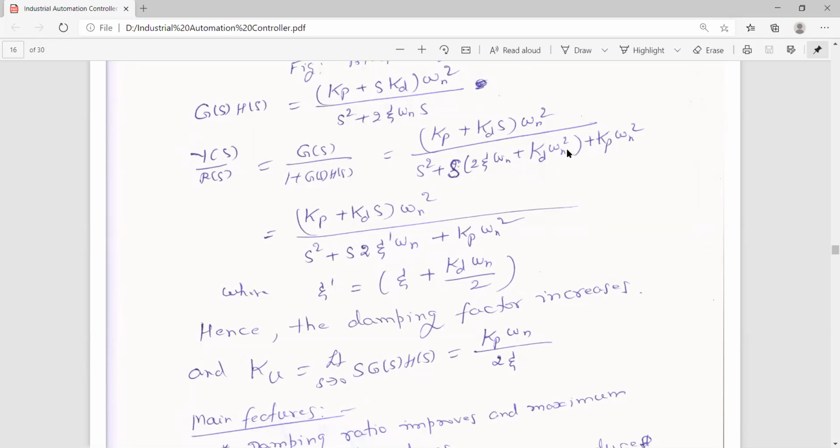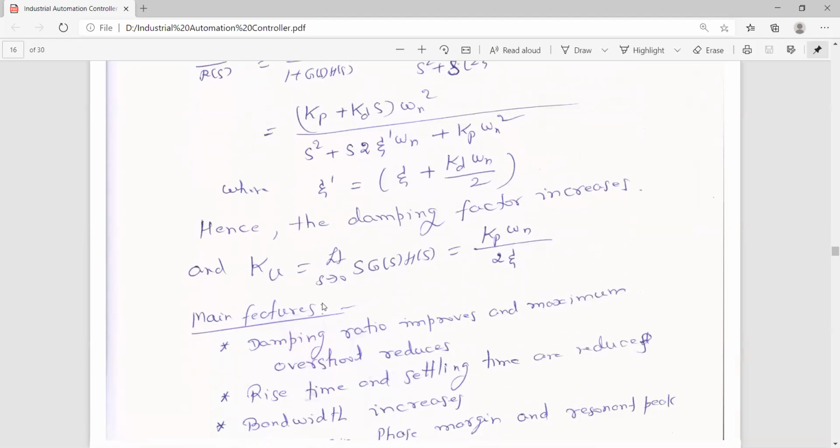This factor is going to be larger because of a benefit from the derivative term. Here the damping is defined as zeta dash, and zeta dash is equal to zeta plus Kd omega n by 2, where zeta is the damping of the original system. That means damping is going to be increased, and increased damping has another effect: it allows an increase of more gain. As a result, indirectly, the speed can be adjusted.